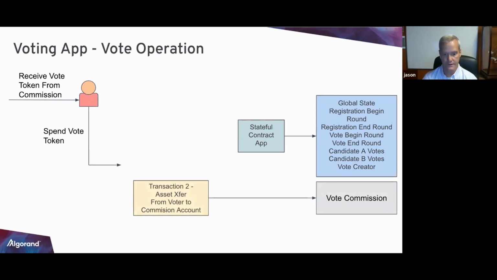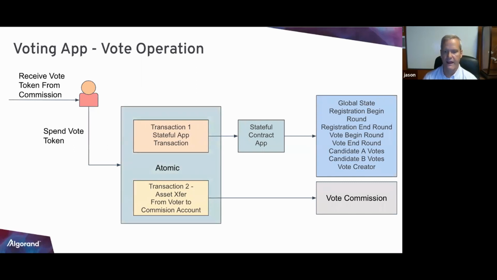The first thing they have to do is create what we call an asset transfer transaction from the voter back to the vote commission to spend that token. And the second thing is they want to call the stateful smart contract and say, I'm voting for candidate A or candidate B. Well, we have the same issue where either one can be called standalone. You can also prevent that with the stateful smart contract data, and you can verify that they have to be atomically grouped together. So now the user can spend that vote token and cast their vote in the same operation. And the nice thing about this is if either one of these transactions fails, they both fail.